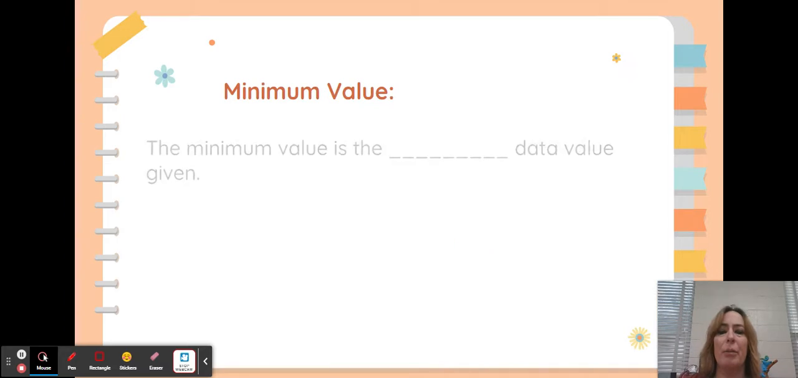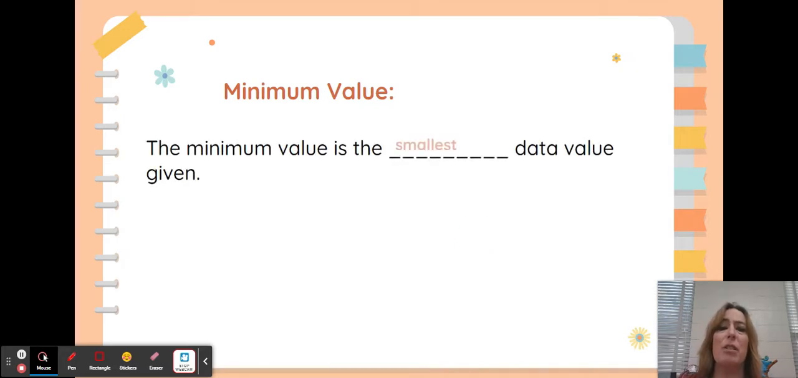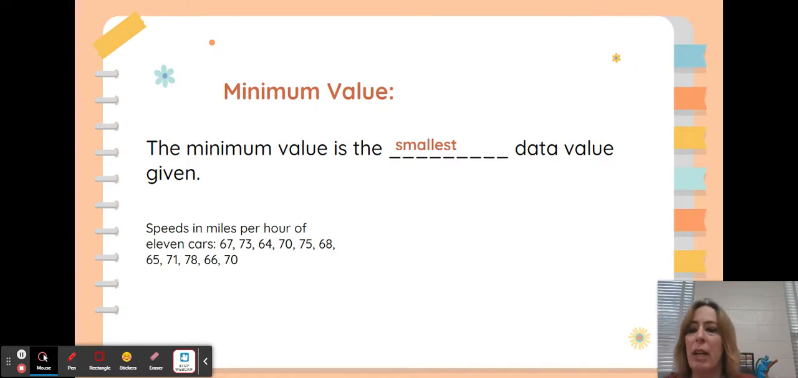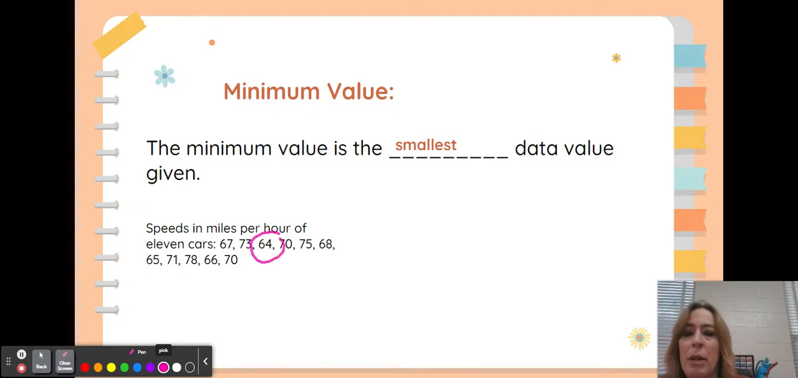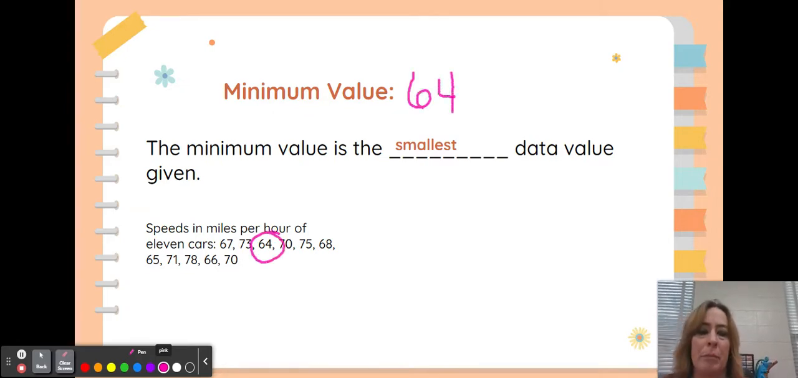Okay, the minimum value. The minimum value is the smallest data value given. So if we're looking here and we take our pen and we say which one is the smallest number, well, it looks like 64 is our smallest number. So the minimum value is 64.